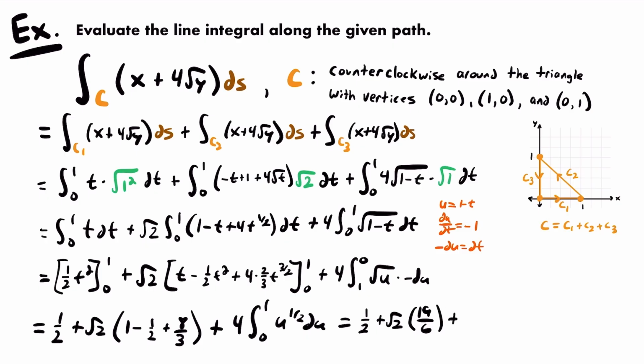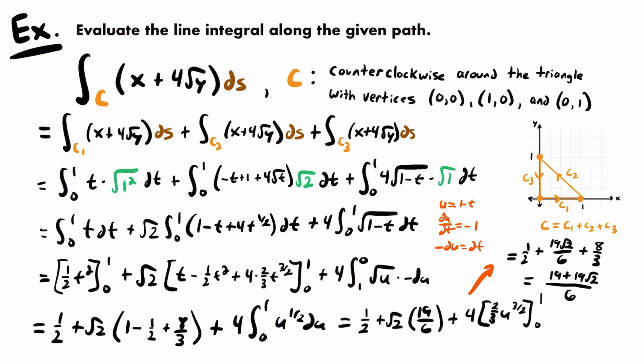And then we're adding 4 times the integral of u to the 1/2 power, which will be 2/3 times u to the 3/2 power, evaluated from 0 to 1. And that evaluation will just be 2/3. So this is equal to 2/3 times 4, which is 8/3. So finalizing the answer up here, this is equal to 1/2 plus 19 square roots of 2 divided by 6 plus 8/3. And so getting a common denominator between these three fractions and adding them together, you will get 19 plus 19 square roots of 2 divided by 6.